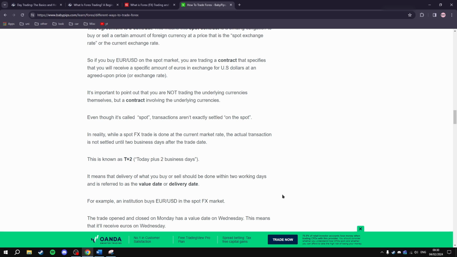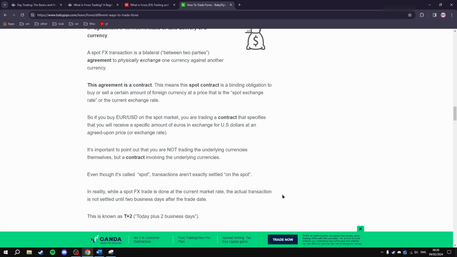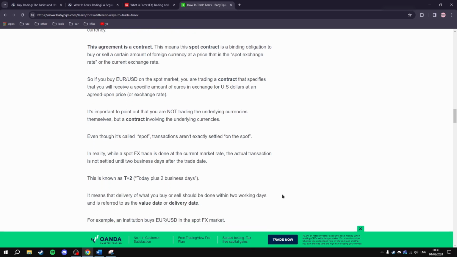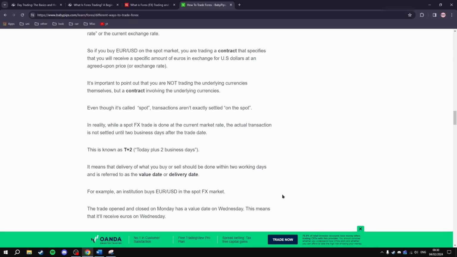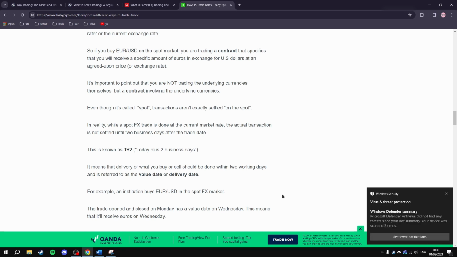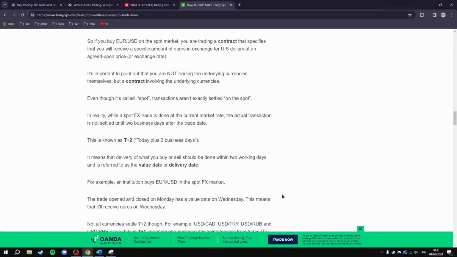Even though it's called spot, transactions aren't exactly settled on the spot. In reality, while the spot FX trade is done at the current market rate, the actual transaction is not settled until 2 business days after the trade date. This is known as T+2, today plus 2 business days. It means that delivery of what you buy or sell should be done within 2 working days and is referred to as a value date or delivery date.